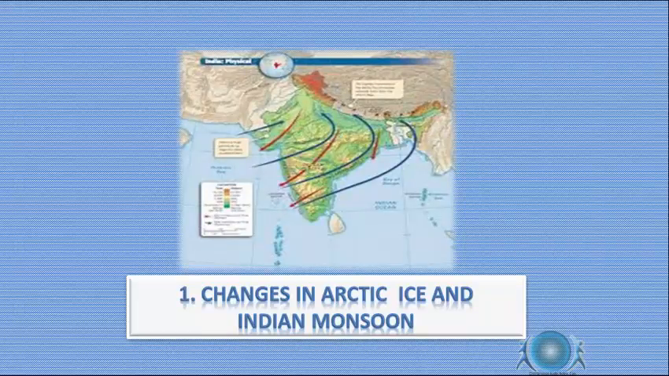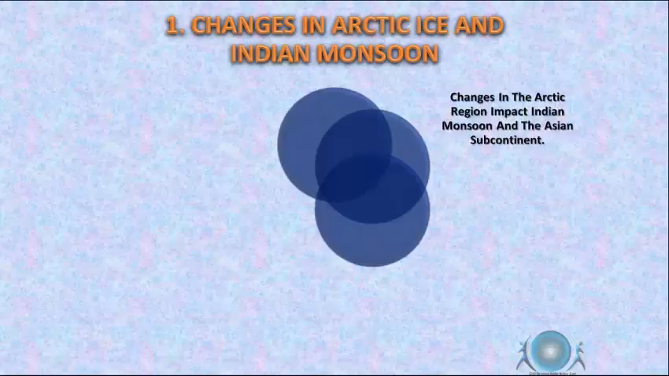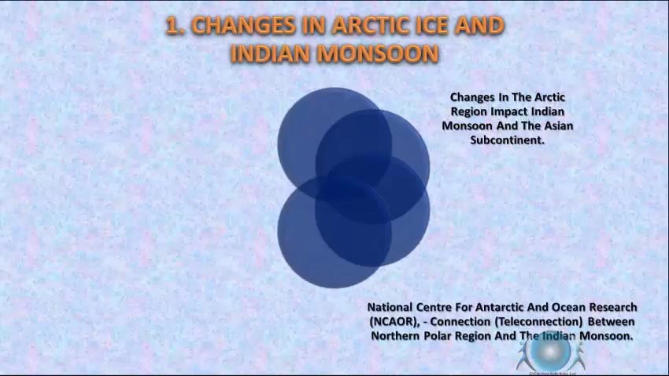According to climate scientists, the changes in the Arctic region impact the Indian monsoon and the Asian subcontinent. According to the National Center for Antarctic and Ocean Research, Ministry of Earth Sciences, there is a connection, or a teleconnection, between the northern polar region and the Indian monsoon.